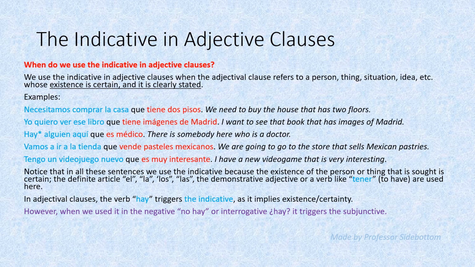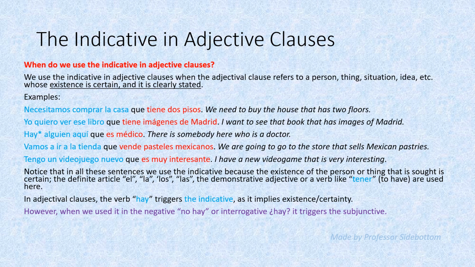Yo quiero ver ese libro que tiene imágenes de Madrid. I want to see that book that has images of Madrid. Hay alguien aquí que es médico. There is somebody here who's a doctor. Vamos a ir a la tienda que vende pasteles mexicanos. We are going to go to the store that sells Mexican pastries.